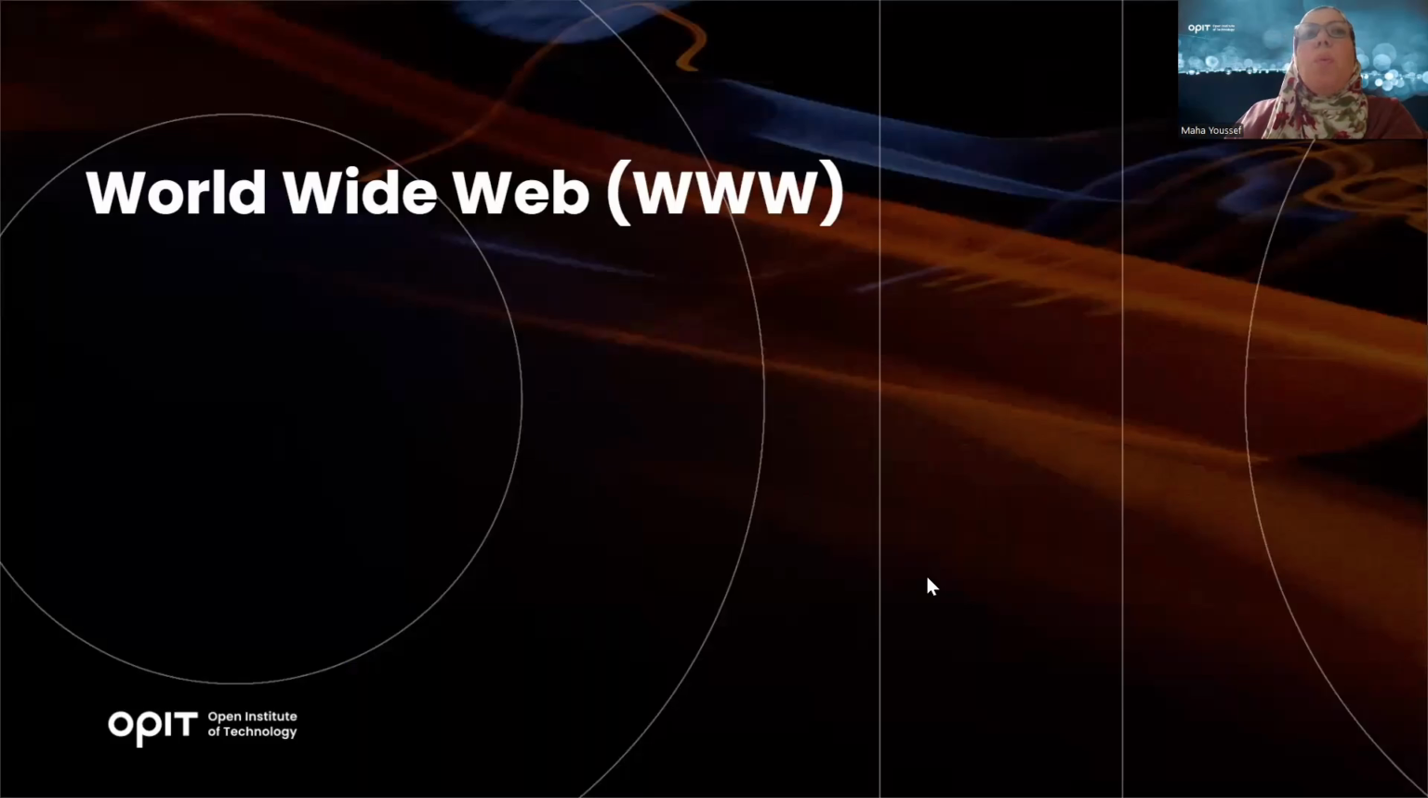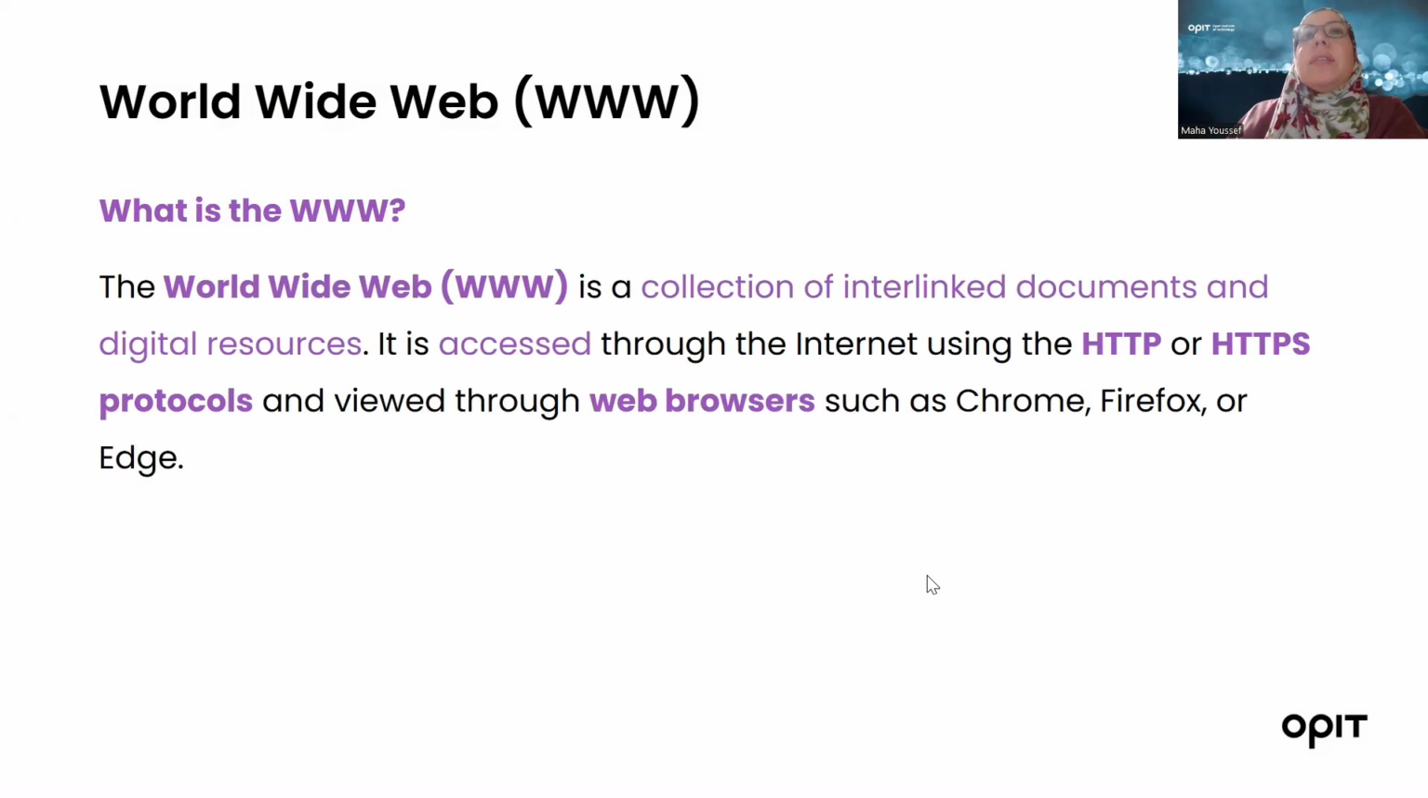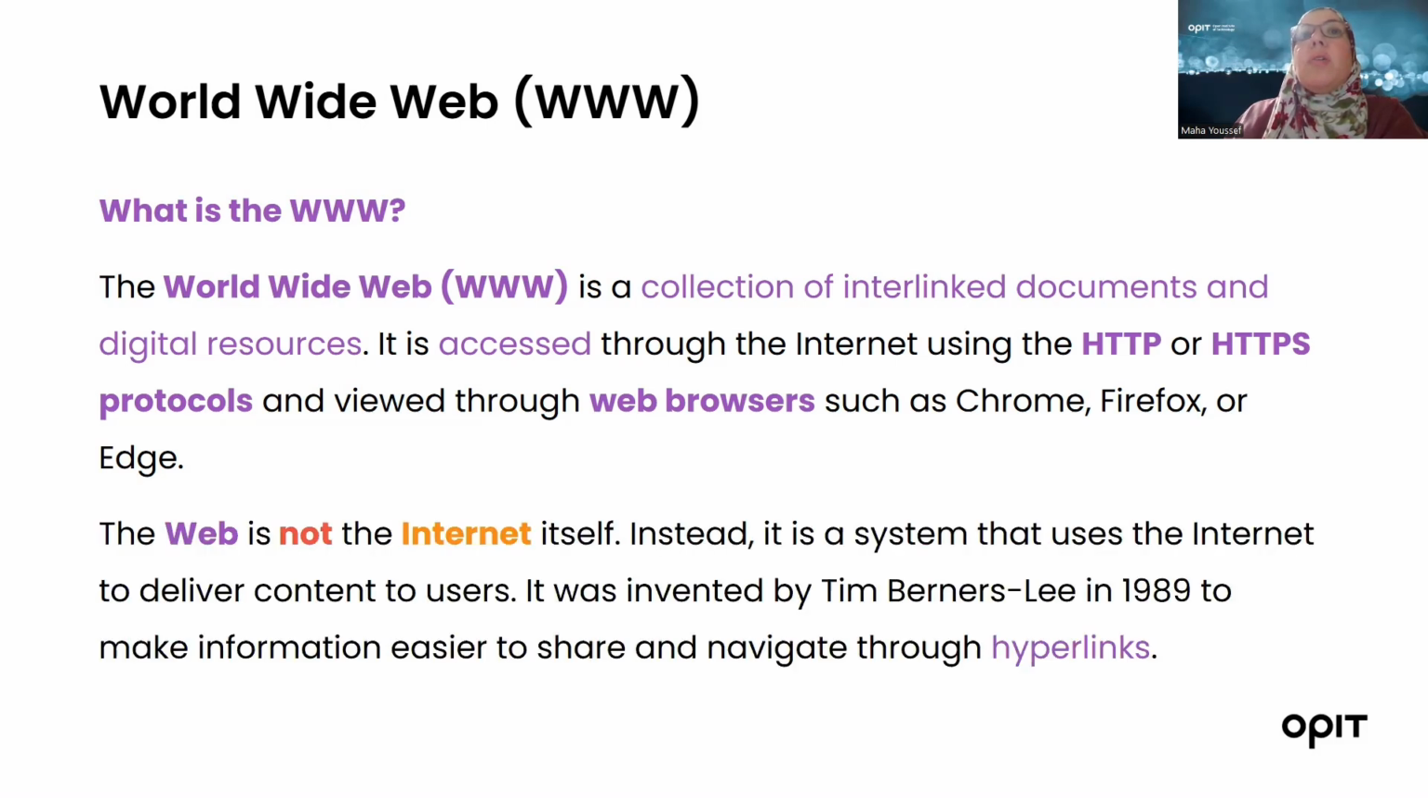But what about the World Wide Web? This is one of the surfaces of the internet, a collection of interlinked documents and digital resources. It is accessed through the internet using HTTP or HTTPS, which we already discussed last week, and viewed through web browsers such as Chrome, Firefox, or Edge. The web is not the internet itself. Instead, it is a system that uses the internet to deliver content to users. It was invented by Tim Berners-Lee in 1989 to make information easier to share and navigate through hyperlinks.